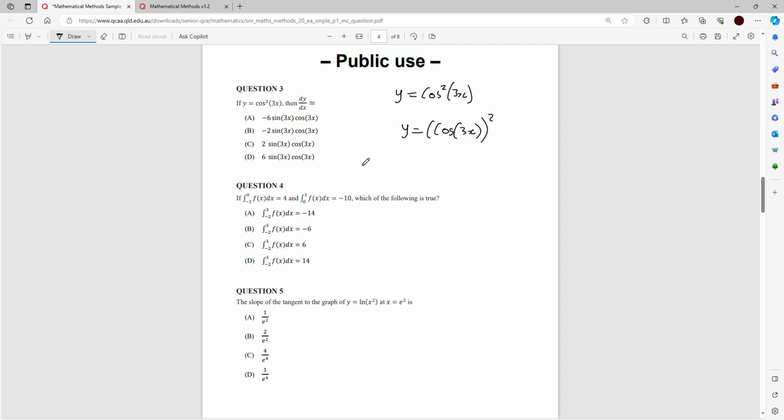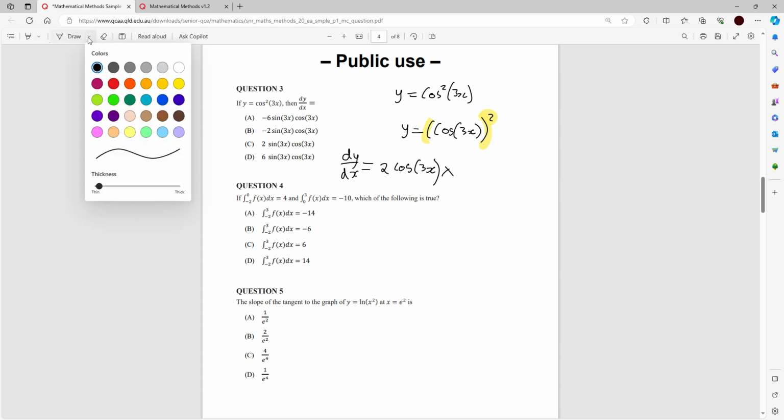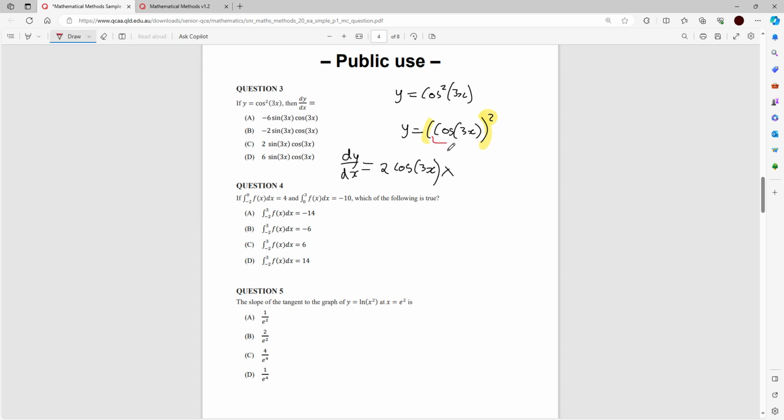So when we do chain rule, we need to differentiate the outside, then the middle bit, and then the final bit. So we differentiate the outside function first, which is this squared power here. When we differentiate that, we use the power rule, bring that power down the front, so we get 2 times cos, and just leave the rest of this. Okay, so that's our first bit done. Now it's going to get multiplied by the differential of this bit here.